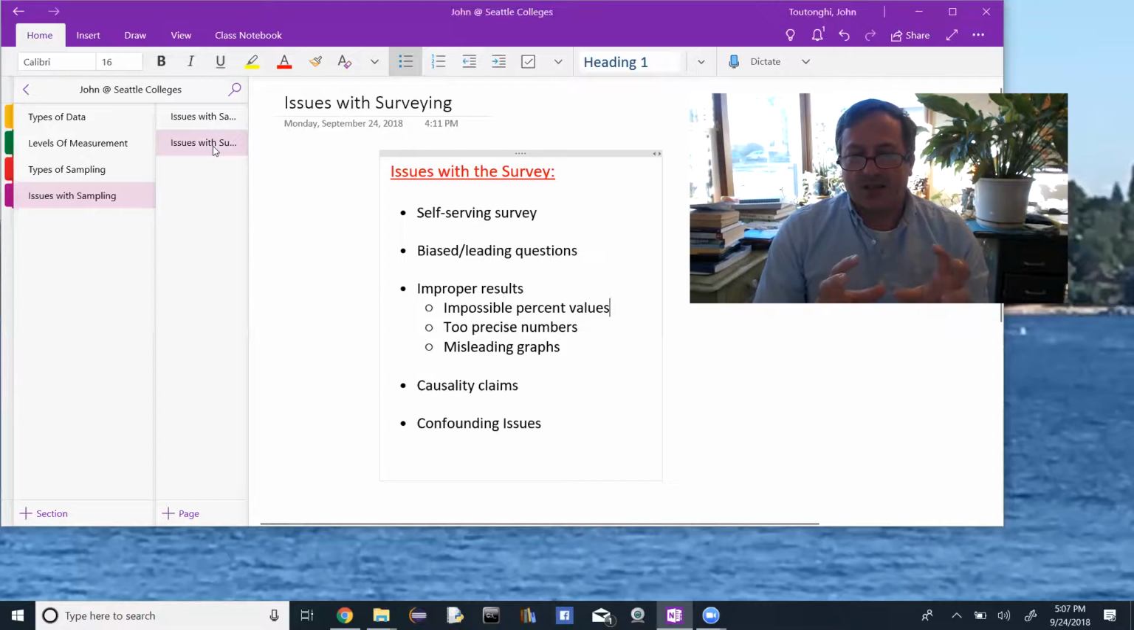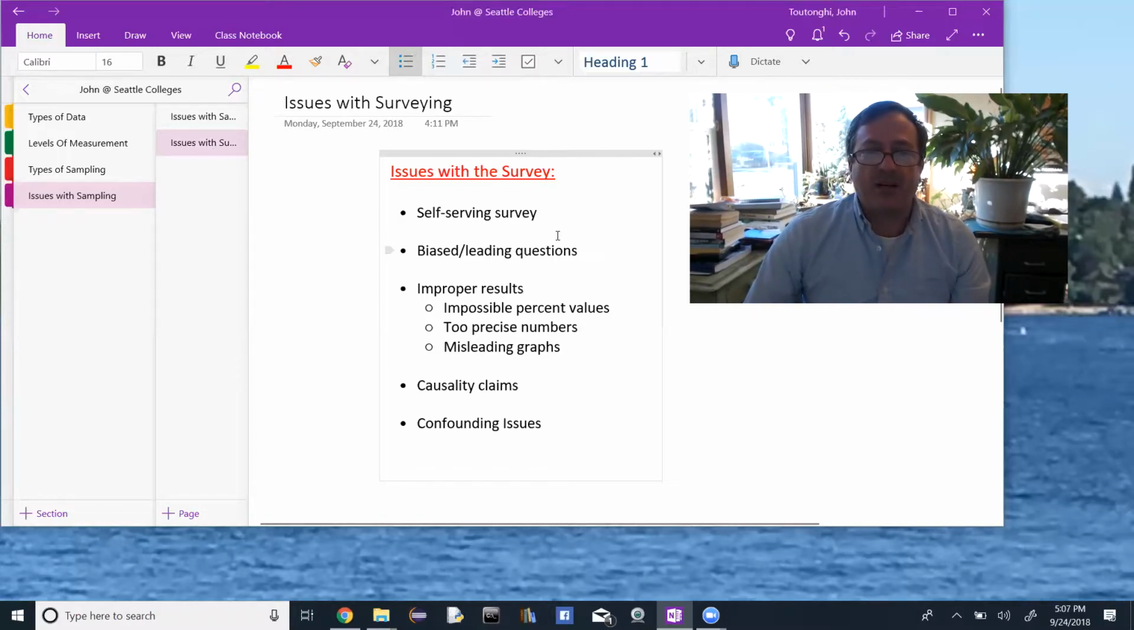Let me try that again. We have a survey that shows students are doing better in statistics, and we have data that shows we have more tutoring available on campus. Those are separate things, and putting them together is confounding. Saying that one caused the other is causality. Those two are hard to separate. They often go together, but basically you're saying why something has happened, or you're taking two separate issues and putting them together. Okay, so those are issues with surveying.